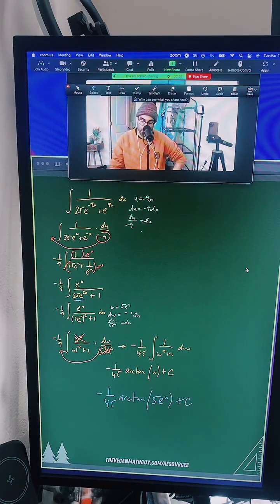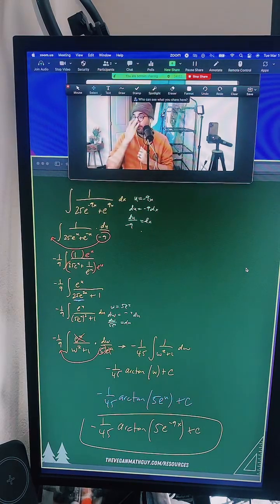But then u was equal to negative 9x. So now we have negative 1/45 arctan of 5e to the negative 9x plus c. Yeah, you can simplify this in so many different ways. To be honest, I did multiple subs. Probably should have made it a little easier.